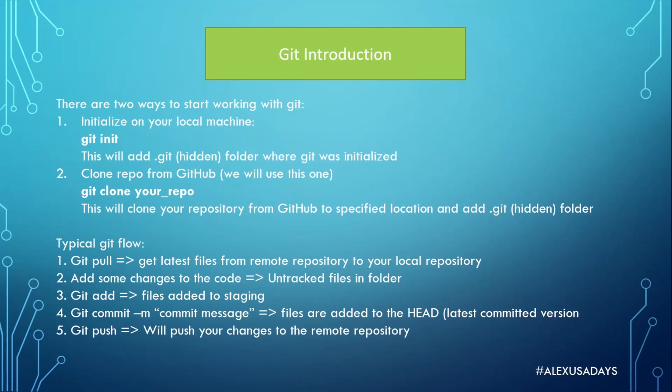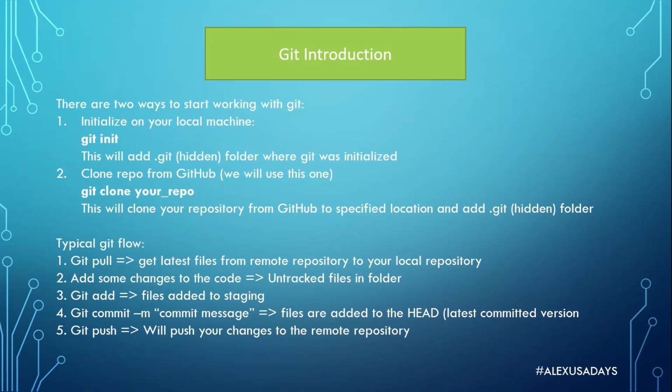The typical flow when you work with Git is these commands. First you do git pull, and this will get the latest files from the remote repository to your local repository. Then you will work on the code, add some changes, and all of those will be untracked in the files folder. Those changes are not tracked by Git yet. Then you will do git add. This will move the changes from the untracked stage into a staging stage. So now they're ready to be moved further.